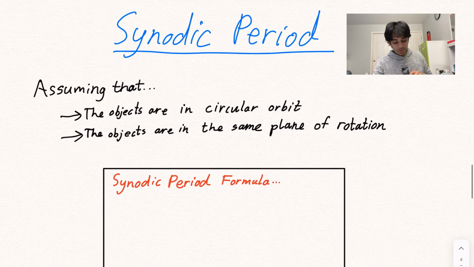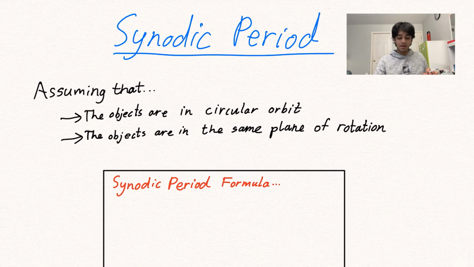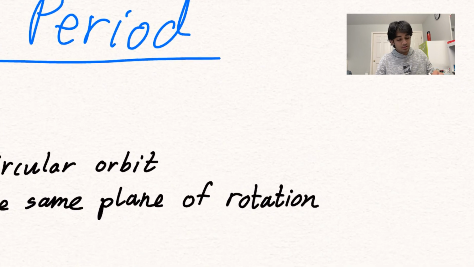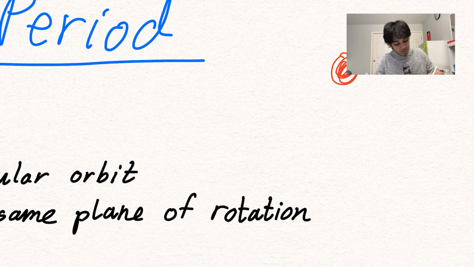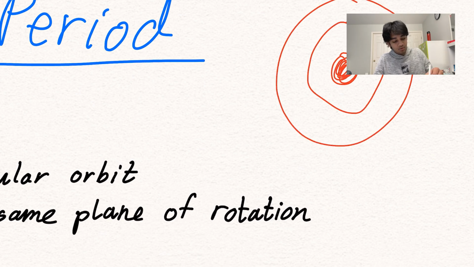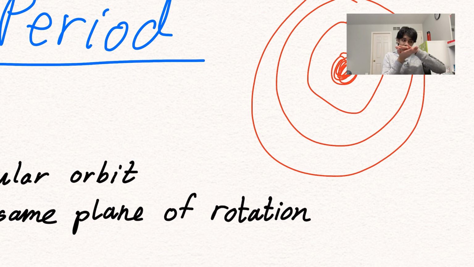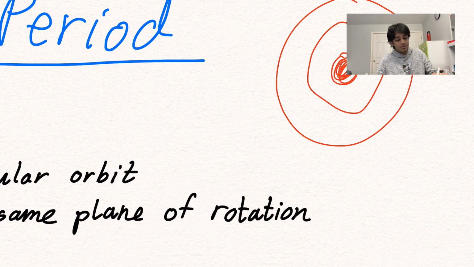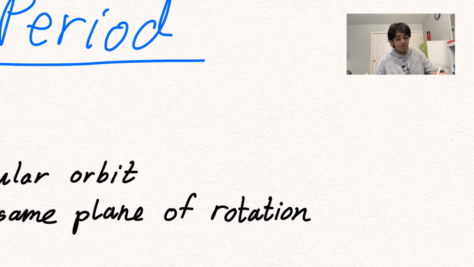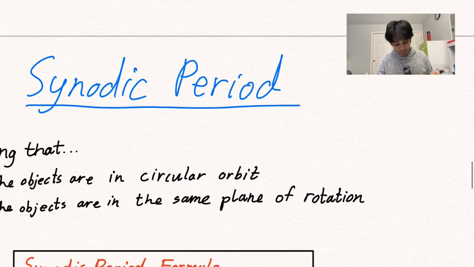Synodic period. This is what I was talking about in the beginning of the video, and we can only use this if we assume that objects are in circular orbits, like maybe there's a satellite going circular around the Earth, or maybe a planet going circular around the sun, and we can approximate that. And the objects have to be in the same plane of rotation. Just as a reminder, when we have our sun in the center of our solar system, every single planet that orbits around it is almost on the exact same plane. So it's all flat. If you've ever seen a solar system model in 3D, maybe in your science classroom, you see all the planets lined up, right? That's almost what it looks like in real life as well.